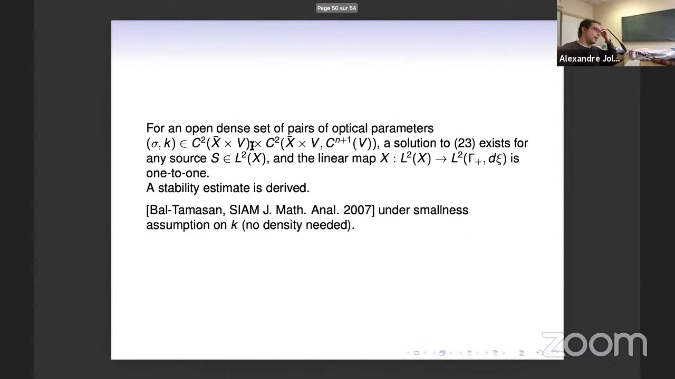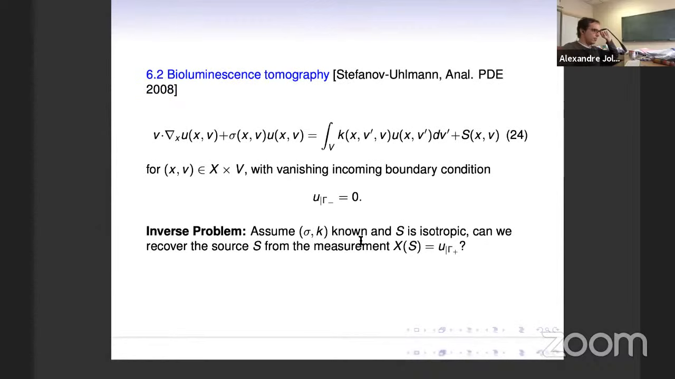Again, you then still use compactness for this operator X in order to be sure that it is one-to-one. But it's specific to the techniques developed by Stefanov and Uhlmann. Then you also have a paper by Bal and Tamasan, who treat these problems under an assumption that k is small and sigma is alpha. As I remember, you do not have any assumption on sigma.